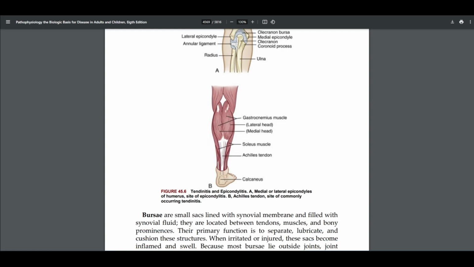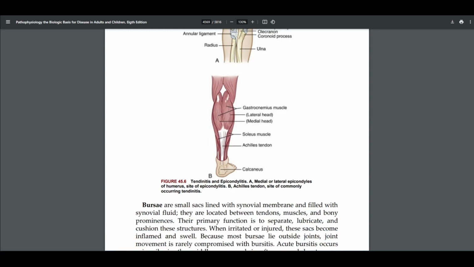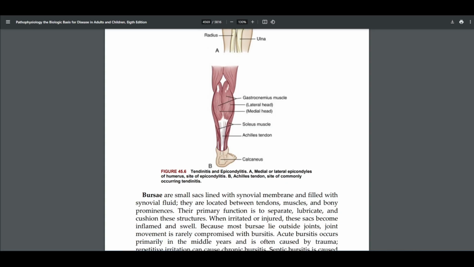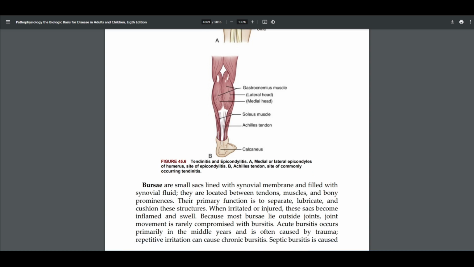Bursae are small sacs lined with synovial membrane and filled with synovial fluid. They are located between tendons, muscles, and bony prominences. Their primary function is to separate, lubricate, and cushion these structures. When irritated or injured, these sacs become inflamed and swell. Because most bursae lie outside joints, joint movement is rarely compromised with bursitis.